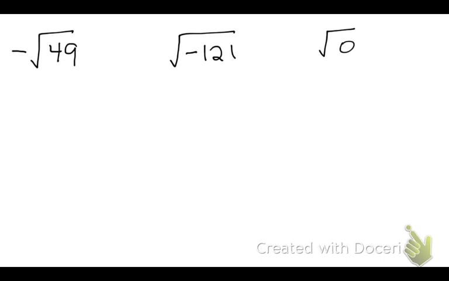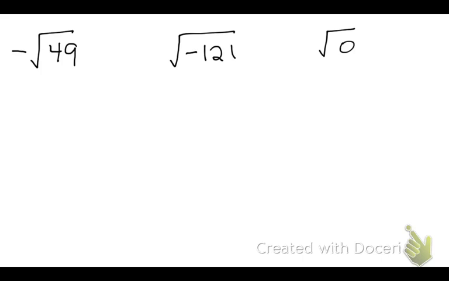Why don't you try a couple yourself? Here's the first one. The first one is, what is the negative square root of 49? The second one, what is the square root of negative 121? And finally, to see if you were paying attention a couple videos ago, what's the square root of 0? Hit pause, see if you can do these yourself.